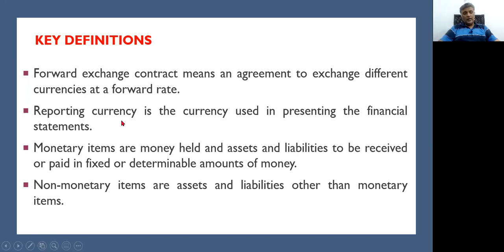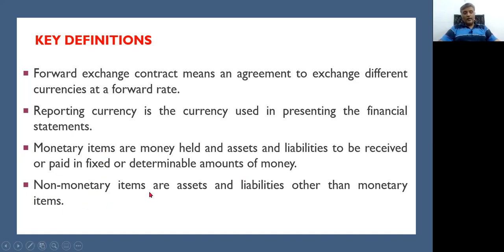What is reporting currency? Reporting currency is the currency used in presenting the financial statements. So if I am in India, INR is my reporting currency. Two other very important items are monetary items and non-monetary items. What are monetary items? They are money held and assets and liabilities to be received or paid in fixed or determinable amounts of money: cash in hand, cash at bank, sundry debtors, sundry creditors, bills receivable, bills payable. All these things are monetary items.